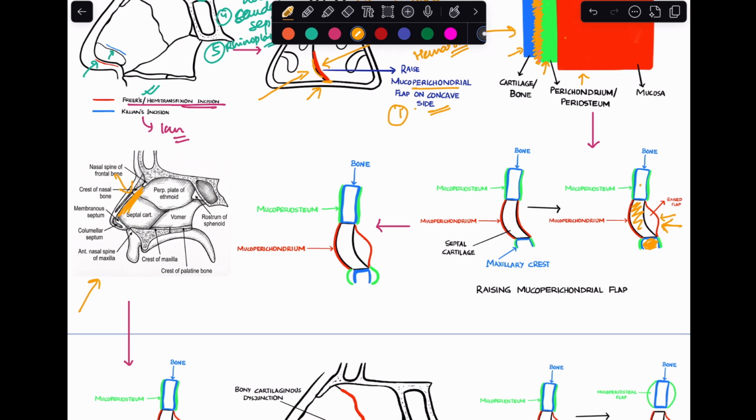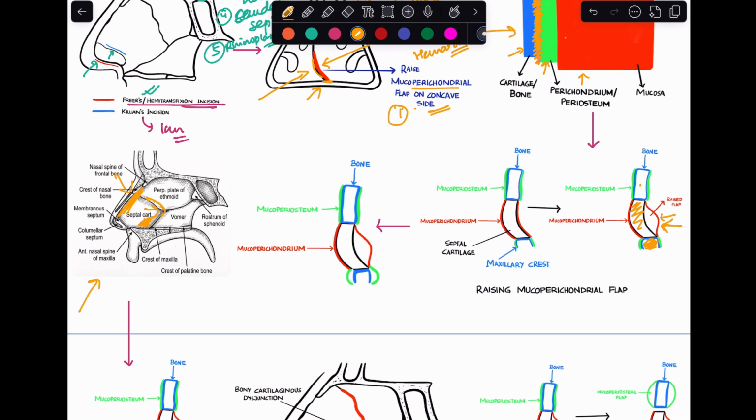And then elevation of the mucoperichondrium towards the floor should be carried towards the inferior border of the septal cartilage, which is usually the level of a septal spur. And if indeed you encounter a septal spur in this region, you have to be very careful over here, because any attempt around the spur can end up causing a tear in the flap. So you have to be very careful when you're elevating it over here. And the posterior extent of the flap elevation will go over the bony plate of the ethmoid. So this is our mucoperichondrial flap elevation.